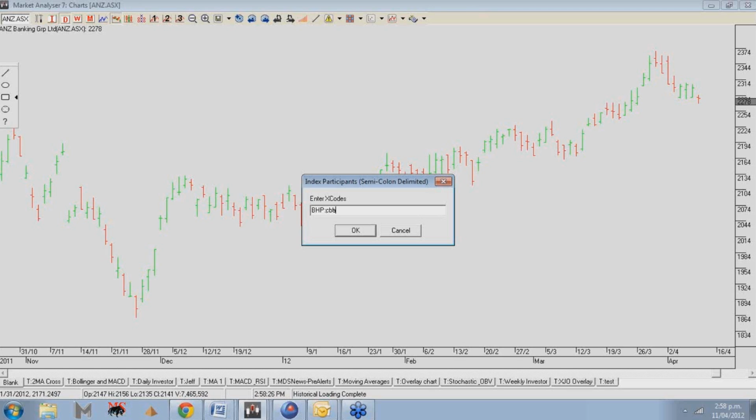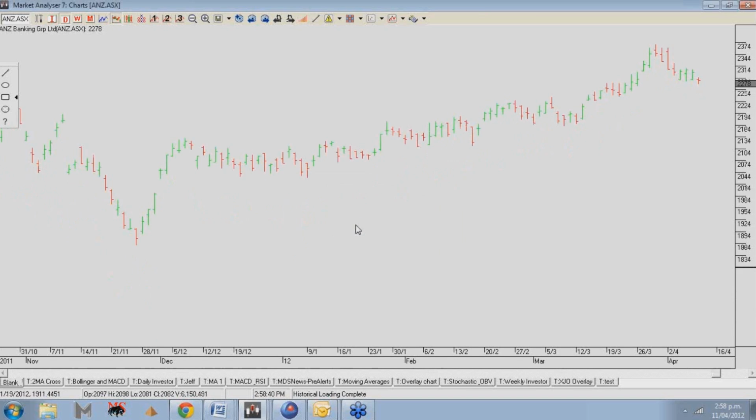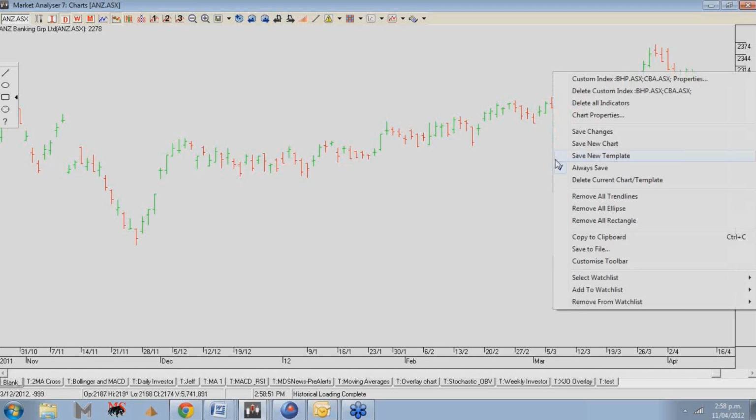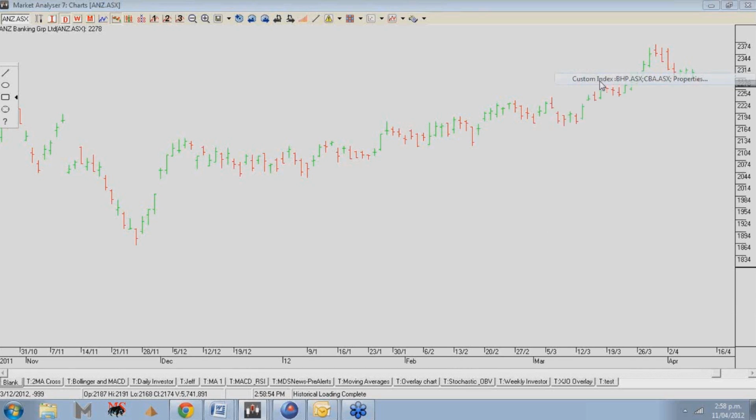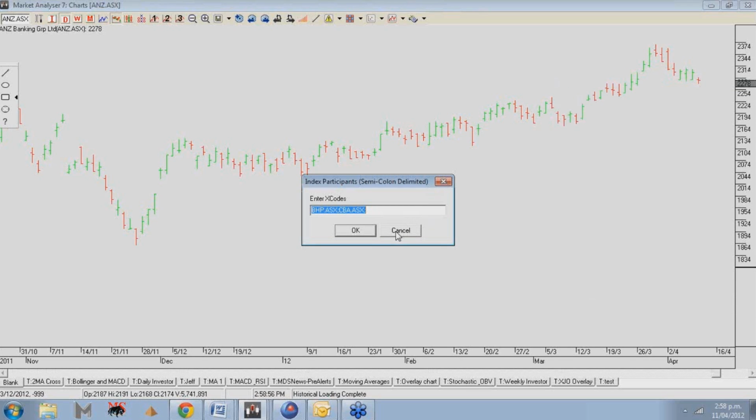PHP, CBA. Make sure we've got the semicolon between them. Yeah, for some reason it's not calculating it. It does appear down the bottom here, but the line's not calculating. Custom index properties.